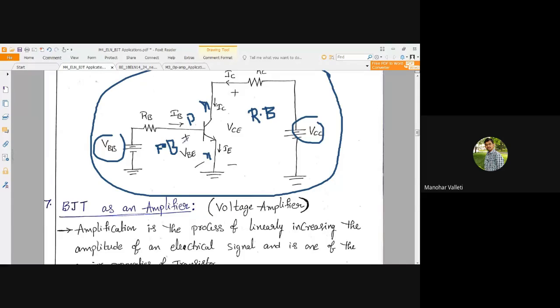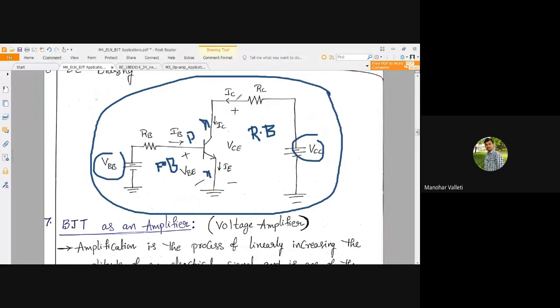So definitely I can say the circuit is operating in the active region, and I'll suitably select RB and RC values so that the Q point will be maintained at the middle of the active region. So this is the DC biasing of the circuit.